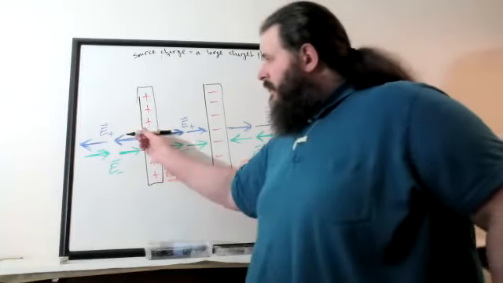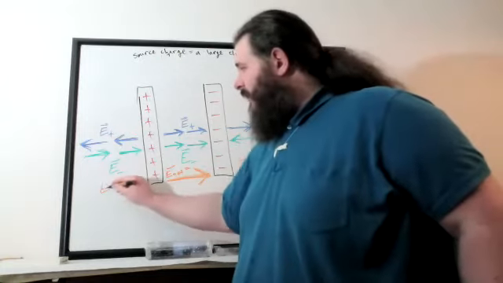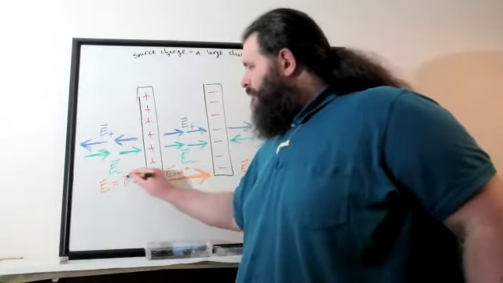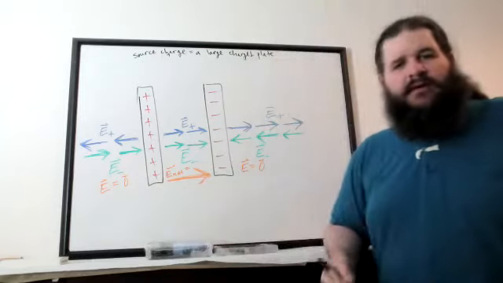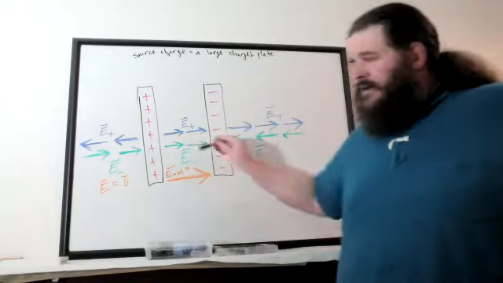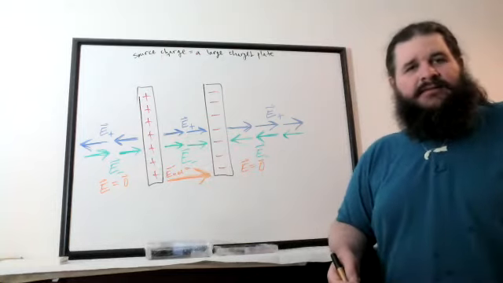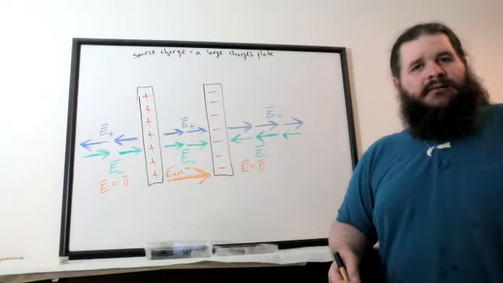Same thing over here. Electric field to the left plus electric field to the right cancel each other out. So we end up with this very weird situation where in between the plates, we get a very strong electric field, and outside the plates, we get no electric field at all. Any questions on that so far?